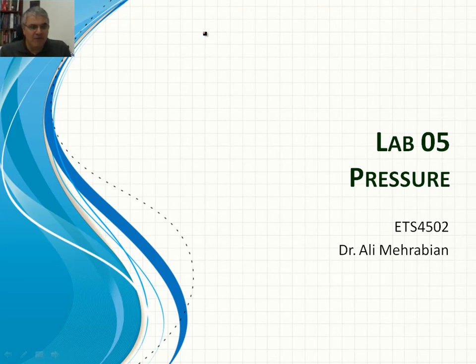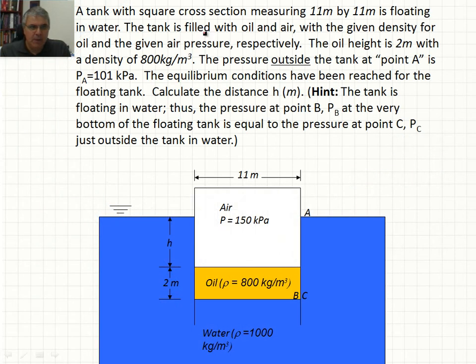This is Lab 05 pressure. I'm going to go over the Lab 05 problems in this lecture. First problem, a tank with square cross-section measuring 11 by 11 meters is floating in water.